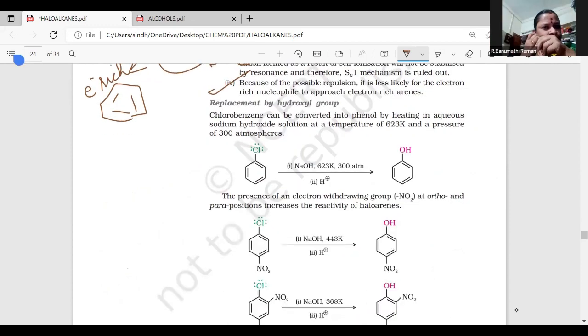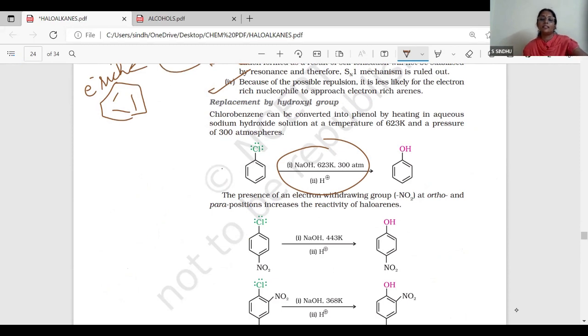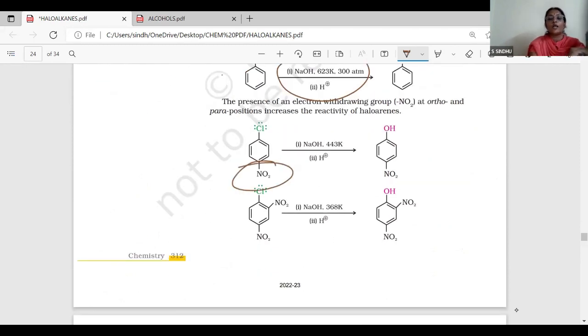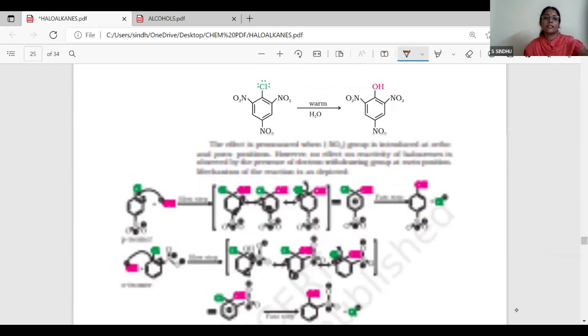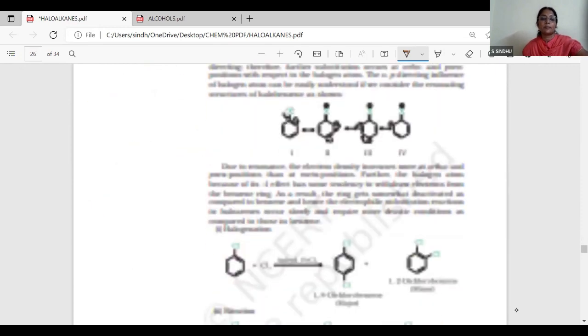Under drastic conditions you can convert haloarene, chlorobenzene, to phenol, while chloromethane can be easily converted to methanol. It is so difficult to convert this. And also the role of electron withdrawing groups present in ortho and para position, how they decrease the electron density, thereby making the nucleophilic substitution easier. We do give them an indication of all this, but from the exam point of view, not very important.